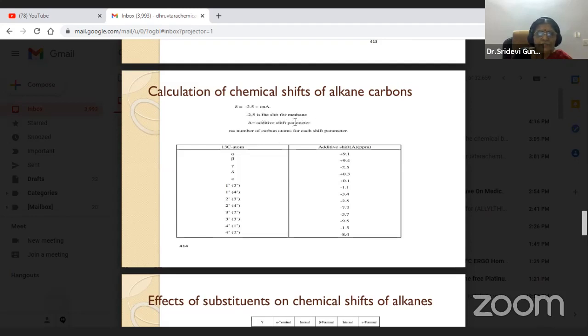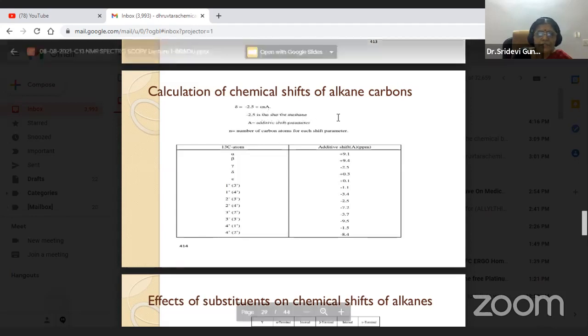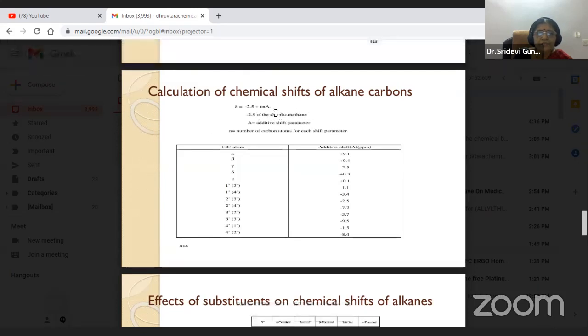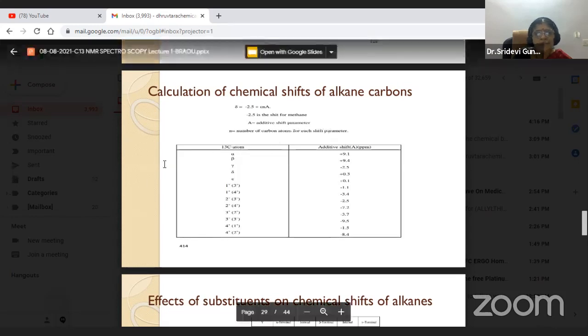It is the shift of methane. And A is the additive shift parameter. N is the number of carbons for each shift parameter, whichever is contributed.